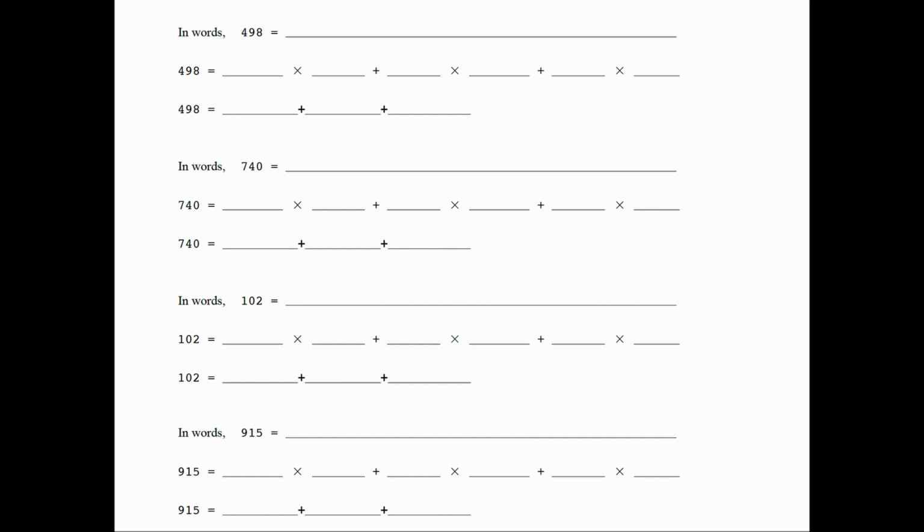I'll do the first one. In the sequence of 498, we want to start by writing the hundreds place, and that's 400. The sequence of 98 doesn't have a single one-word name, so we'll have to use a hyphen. We'll put 90-8.